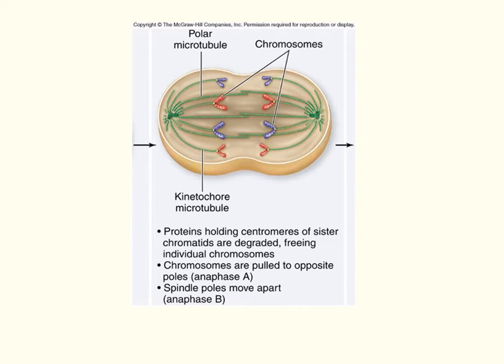Okay, so this is anaphase. Okay, this is considered the shortest stage of the cell cycle. The centromeres holding the 2 sister chromatid copies together will separate, and the microtubules will pull the sister chromatids towards opposite poles. So you can see them being separated here in this image. Happens very quickly, and that's all there is to it.